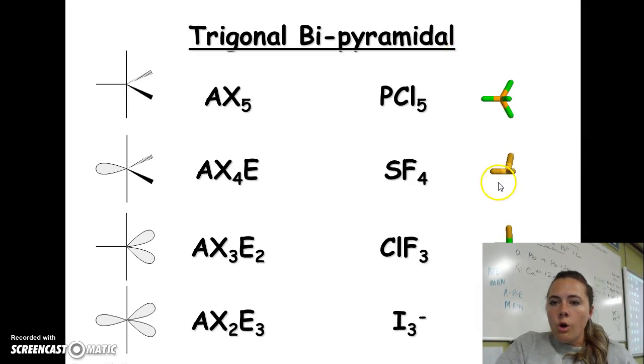Here are all the different things that you can get for trigonal bipyramidal. Okay, so this right here, its molecular geometry is trigonal bipyramidal as well. Here, this is what we like to call a seesaw shape. Kind of looks like a seesaw. You could rock back and forth on that. This right here is called T-shaped. And this down here is linear.